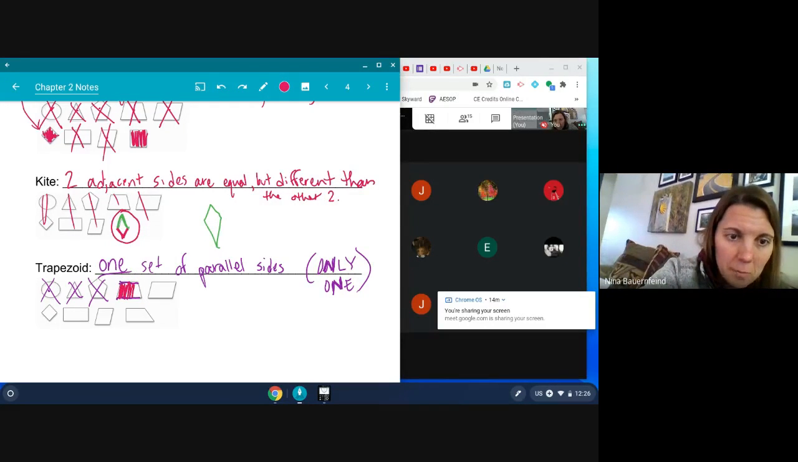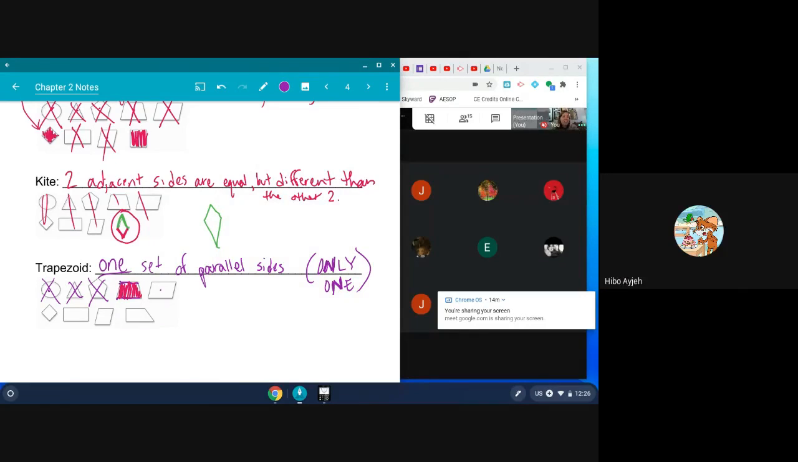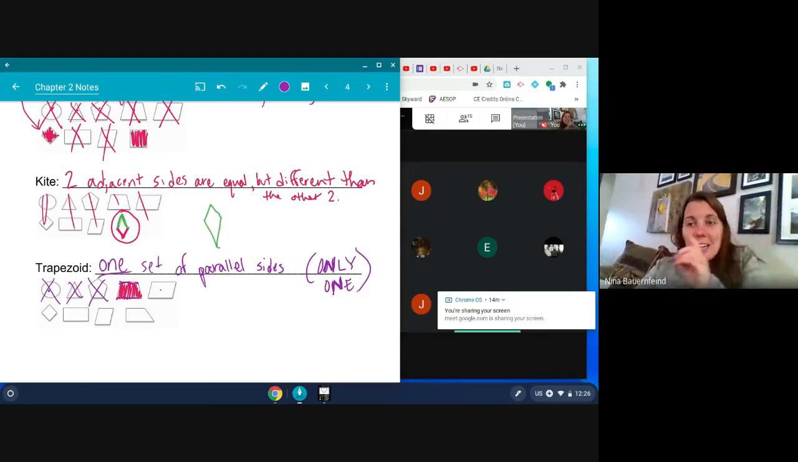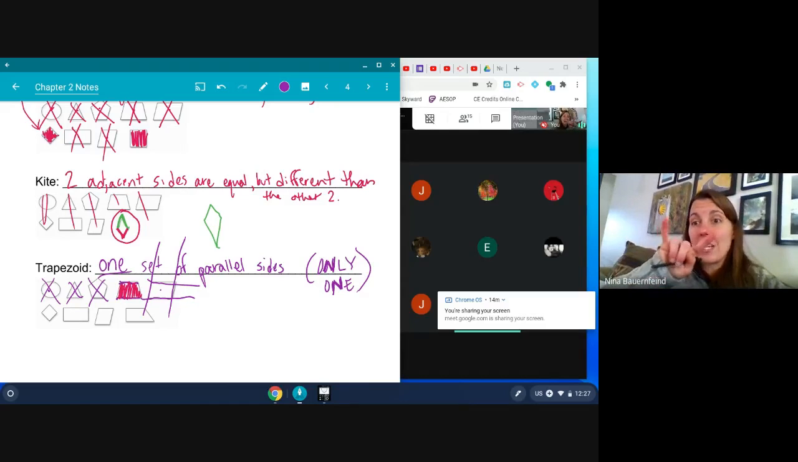It has a pair that's not going to touch. How about this one? Yes. Thank you for saying yes. It's actually a no, and I put that there on purpose. Here's why. These top ones will never touch, and these side ones will never touch. So that actually has two parallel sides. Do you get what I mean by that?